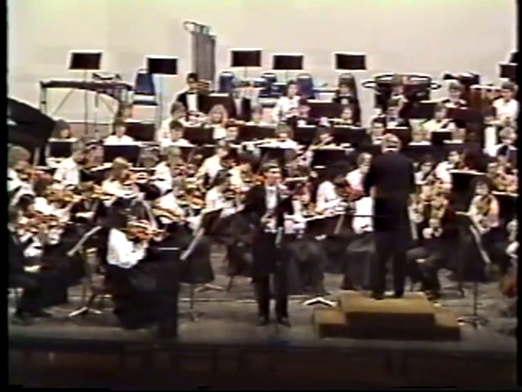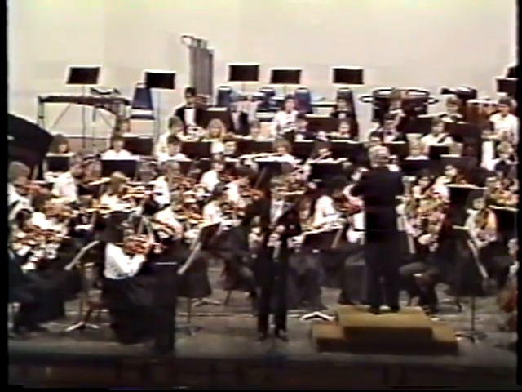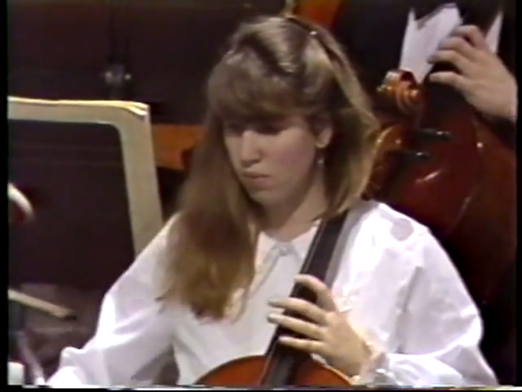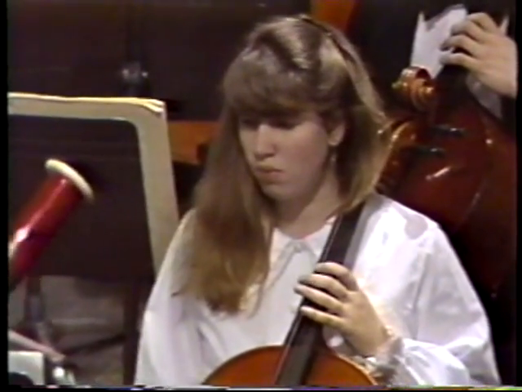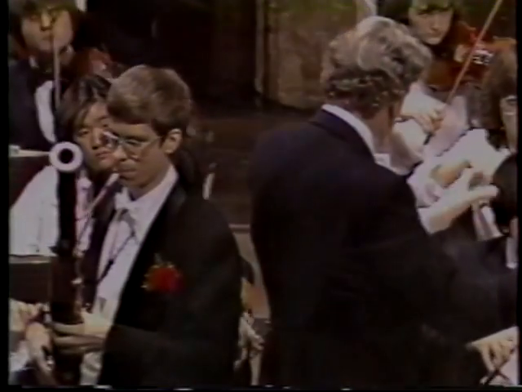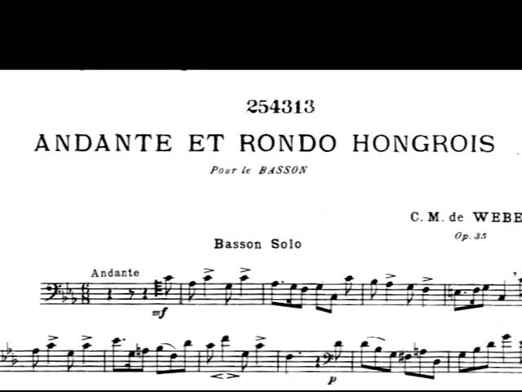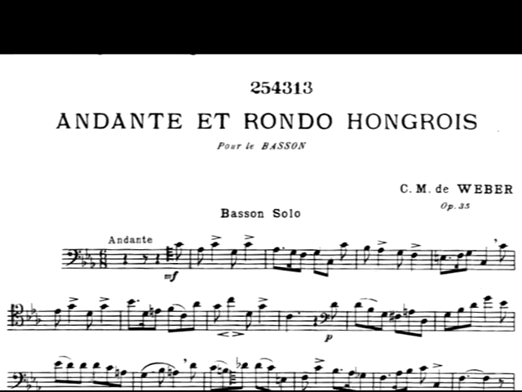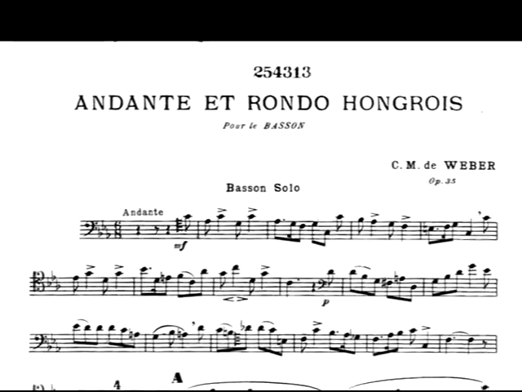The Andante and Hungarian Rondo, Andante e Rondo Ungherese, was first written in 1809 for Carl Maria von Weber's brother Fritz, who played the viola. Later, in 1813, the work was arranged for Georg Friedrich Brand. Although the bassoon version was penned later, it actually received publication first, in 1816.